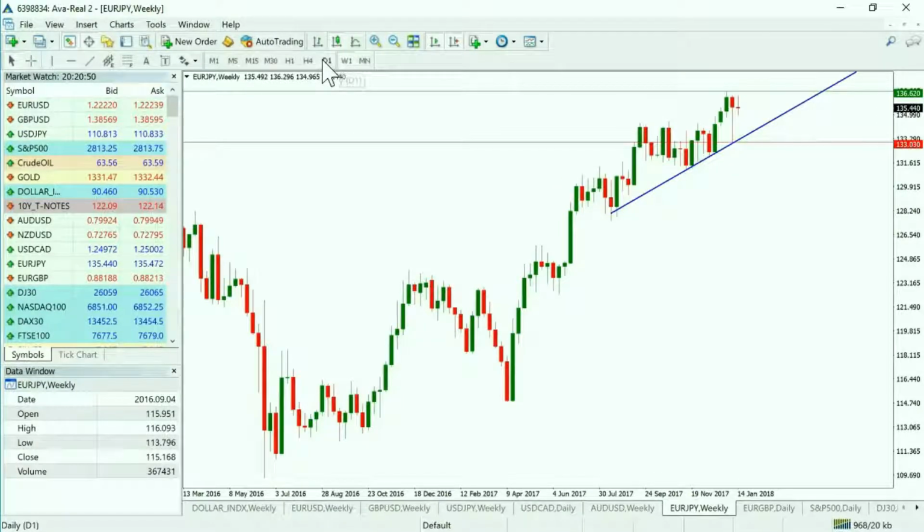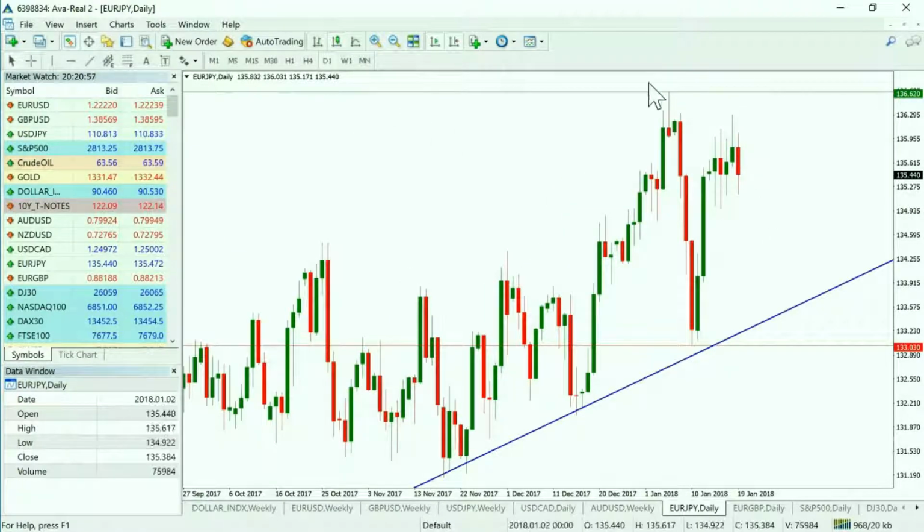So we're going to leave the levels the way they are. On a daily time frame, it's above the 136.62 and below the 133.03. Okay, so moving on to the euro pound.